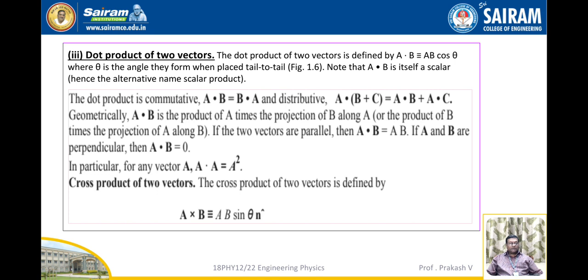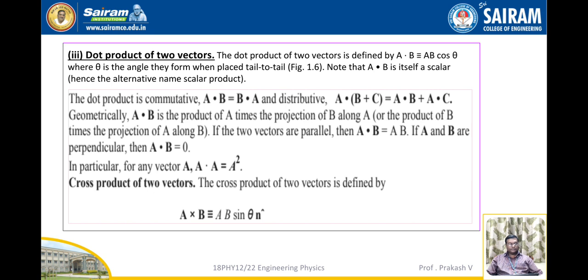Next, here we discuss the dot product of two vectors. The dot product is commutative, that is A dot B is equal to B dot A, and further A dot (B plus C) is equal to A dot B plus A dot C. In particular, for any vector, A dot A can be written as A square. The cross product of two vectors can be written as A cross B is equal to AB sin theta n.